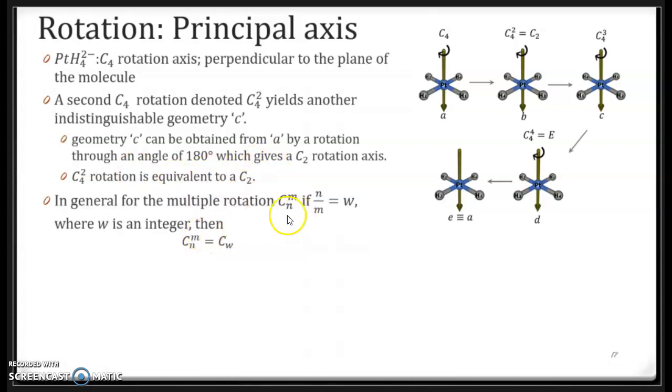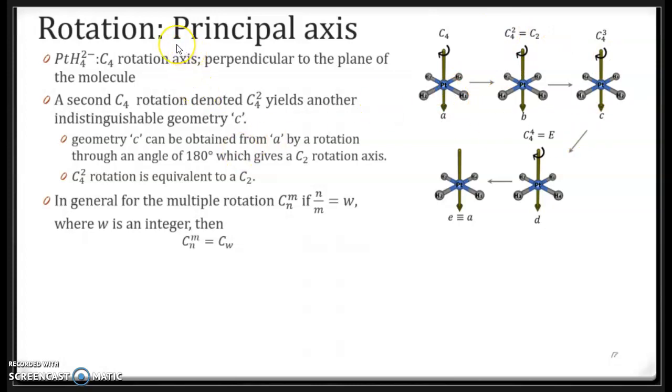Or generally, for a multiple rotation, that is Cn, that's the rotation axis, performed m times, if n over m gives you an integer, then Cn performed m times equals C(n/m). So for example, if you perform a C6 two times, and 6 divided by 2 is 3, so the C6 axis is also a C3 axis. So the C4 axis is also a C2 axis that corresponds to a rotation of A going to C.